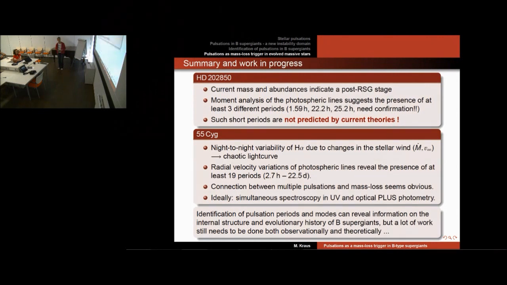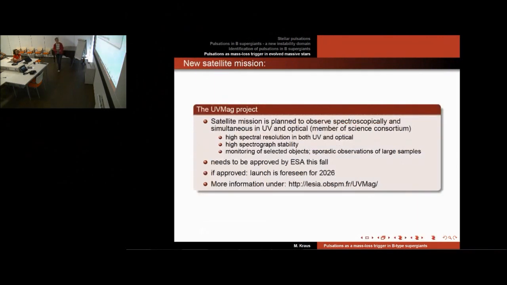But let me end with some advertisement. There is a project planned, or it's already in a rather developed state. It's called UVMAC right now, but we are still looking for a better name for that. It's a new satellite mission, and this satellite will be extremely useful because it will obtain UV and optical data at the same time with a very high resolution, with a very high stability.